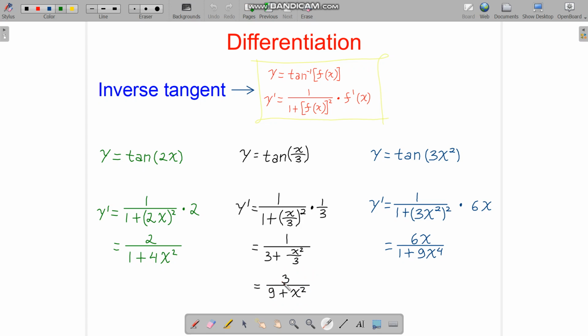If y equals inverse tangent 3x squared, we have 3x squared here, so 1 over 1 plus 3x squared, don't forget we have another square here, times the derivative of 3x squared, which is 6x. So this is what we get in the final answer.